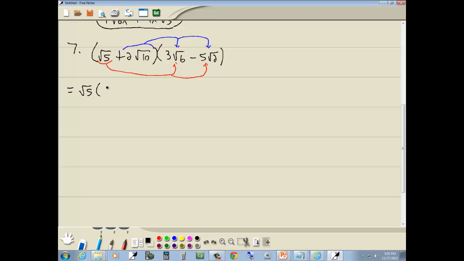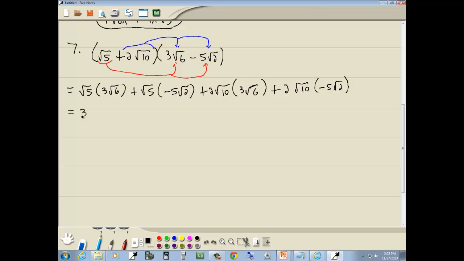I got square root of 5 times 3 square root of 6. Square root of 5 times negative 5 square root of 2. 2 square root of 10 times 3 square root of 6. And 2 square root of 10 times negative 5 square root of 2.